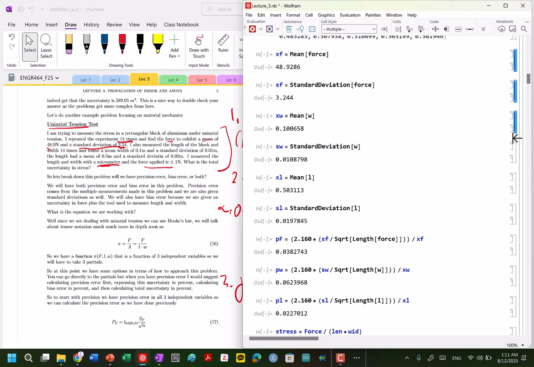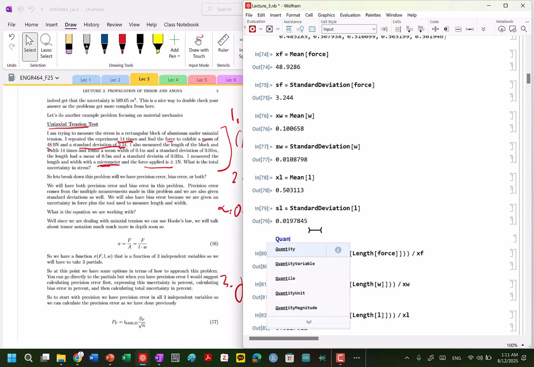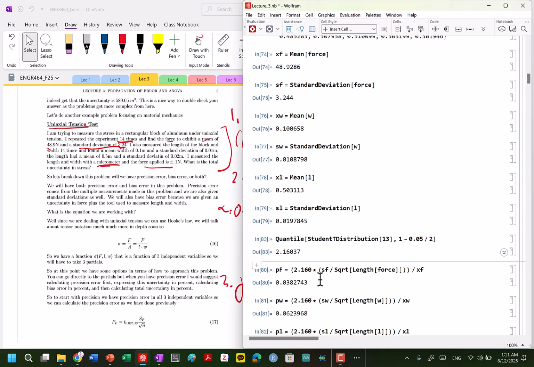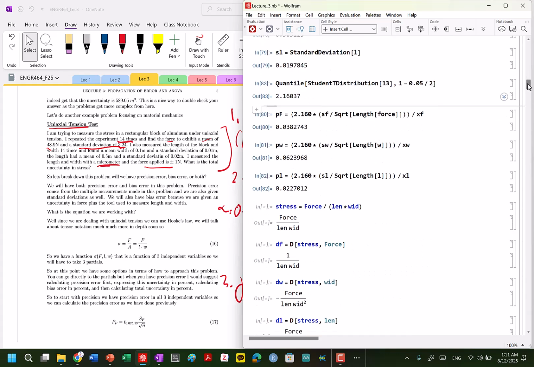So I've got the means, I've got the standard deviations, and you can see here, and actually we can double check, quantile, student distribution, 13 degrees of freedom, comma, 1 minus 0.05 divided by 2. 95% confidence interval, 2.16, 2.16, fantastic. You see here, t alpha over 2, standard deviation over square root of n, and then divided by those mean values. So again, this is just a ratio as well.